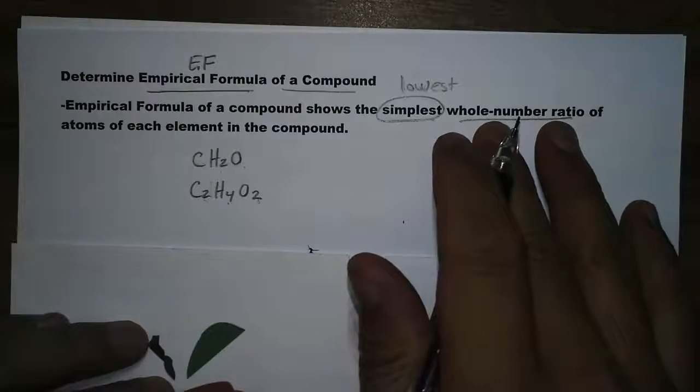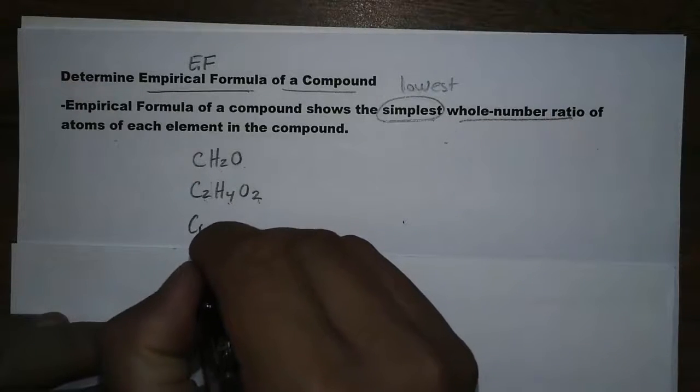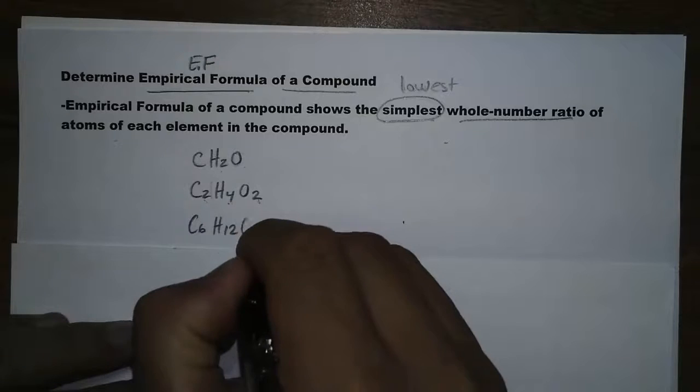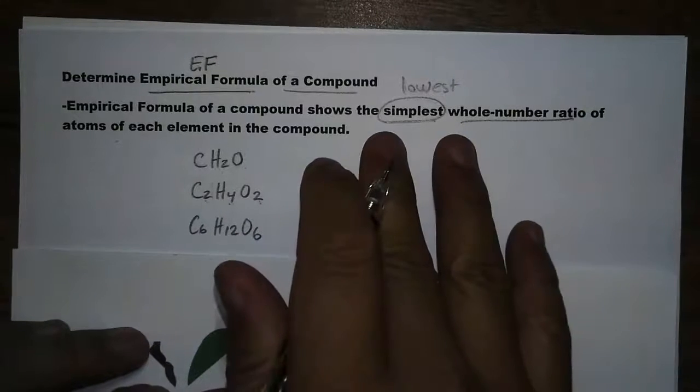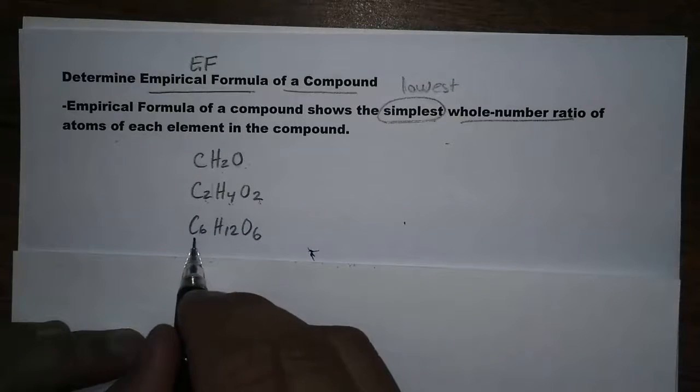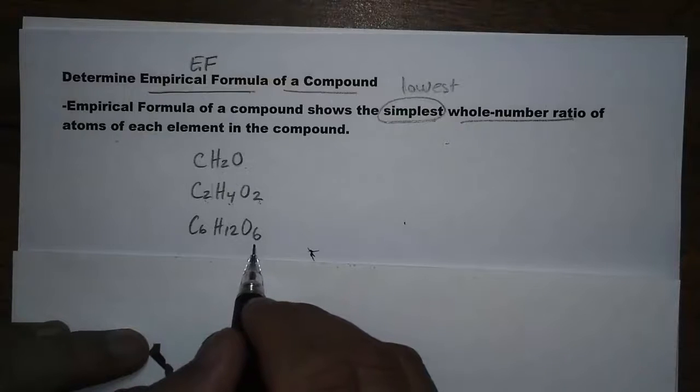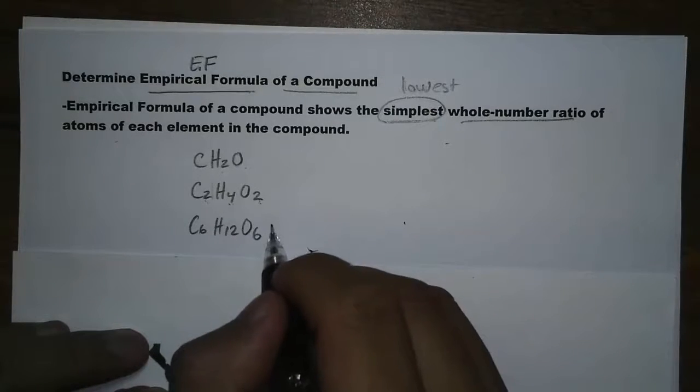Let's look at another example. Here we have C6H12O6. And of course we can simplify this by dividing all of them by 6. Now, does this mean that these are not actual chemical formulas?